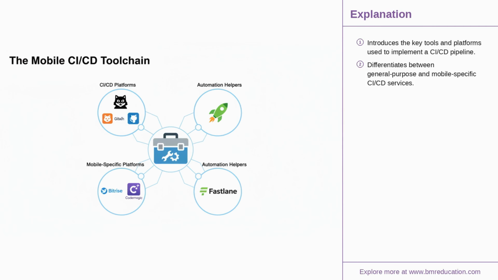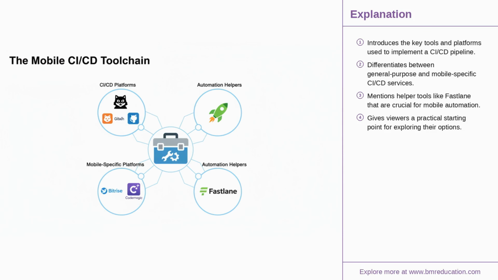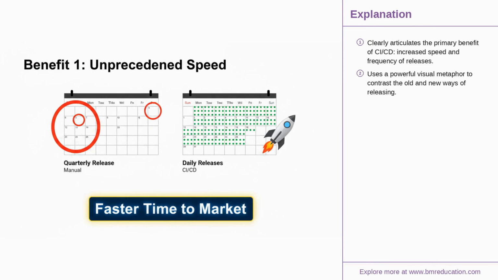To build this pipeline, you'll need the right tools. The mobile CI/CD ecosystem is rich. You have general-purpose platforms like GitHub Actions and GitLab CI that are highly customizable. You also have mobile-specific services like Bitrise that offer pre-built steps for common tasks like code signing, making setup much faster.